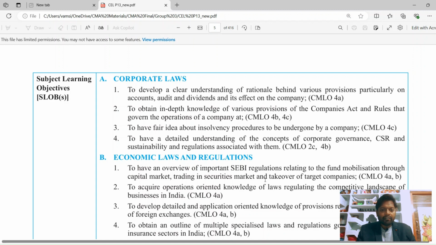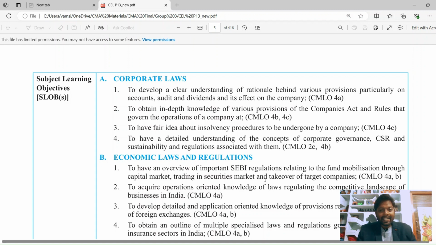Point number three, to have a fair idea about insolvency procedures to be undergone by a company. So insolvency procedures means, if a company is successful, it will be fine. If a company is facing any worst situations, in those situations, companies are going to become insolvent. They are going to close that company. So the closing of a company is called insolvency of a company. So every student learning this subject must understand the insolvency procedures. When a company is about to become insolvent, then what is the procedure? That procedure should be understood by the student.